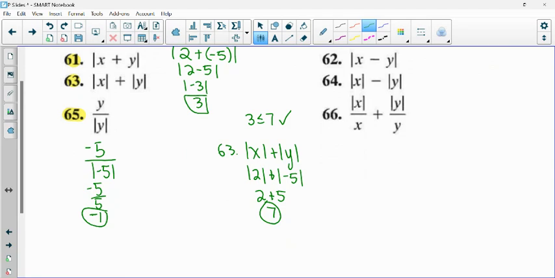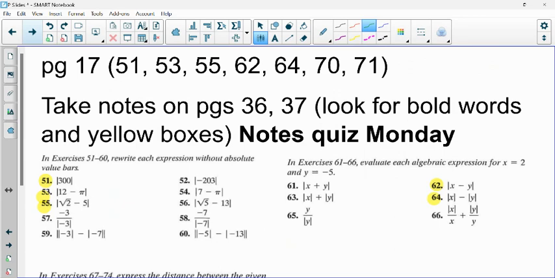Okay, so here's what you're doing the rest of the period. Page 17, it's 51, 53, 55, 62, 64, 70, 71. And then you're going to take notes on pages 36, 37. If you need to get 36 and 37, you can take pictures of those. There's going to be a quick notes quiz on Monday.